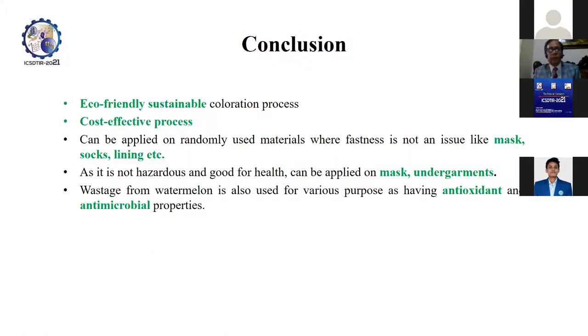Conclusion part: this is an eco-friendly, sustainable dyeing process and a cost-effective process, as we don't use any chemicals, salts, or auxiliaries. So that is the cost-effective process. It can be applied on commonly used materials where fastness is not an issue, like masks, socks, lining, etc. As it is not hazardous and is good for health, it can be applied on masks and undergarments. The outer part of the watermelon, the rind, has antioxidant and antimicrobial properties, and is used for various purposes like cakes and others.